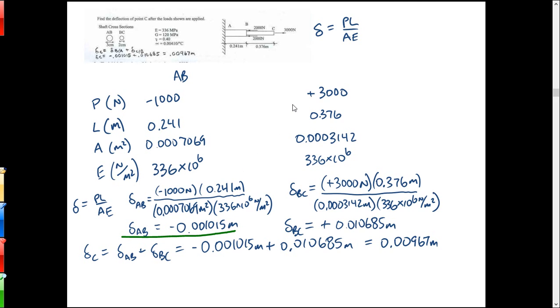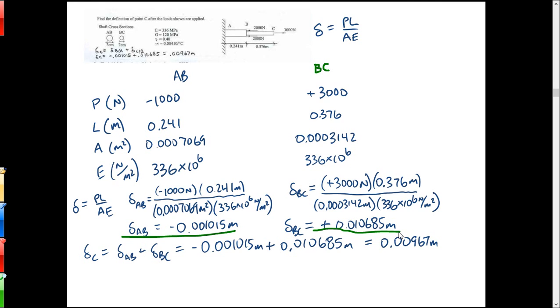And then I do the same thing for B, or between B and C, I should say. So this is BC over here. All right, so plus 3,000 for that. The compressive was negative because it's going to make the section shorter, but this section will become longer. It's in tension. So I plug in 3,000, 0.376, 0.0003142, and 336 times 10 to the 6. And I'll get delta BC, and that's plus, it's tension, 0.010685. So that's what C does with respect to B.